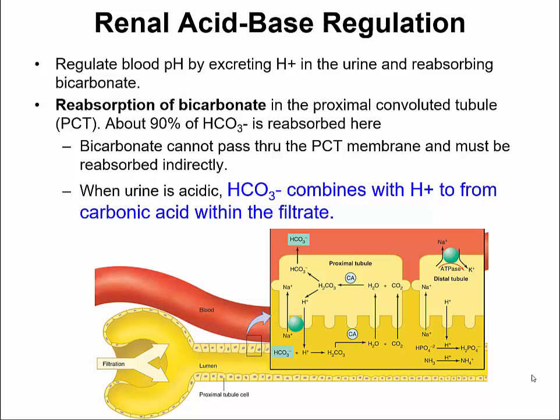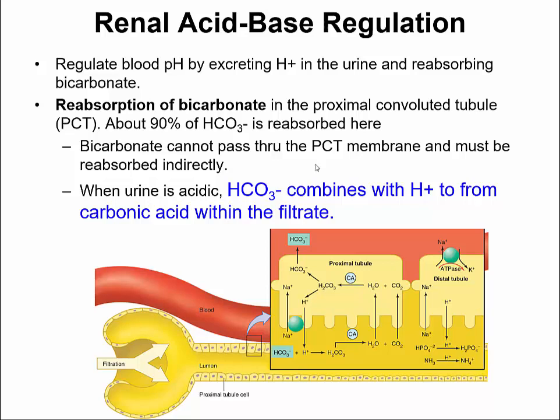So how can they go about reabsorbing more bicarbonate? Well, the bicarbonate reabsorption occurs primarily in the proximal convoluted tubule. About 90% of your bicarbonate is going to be reabsorbed there. Bicarbonate can't pass through the cells of the proximal convoluted tubule's membrane, and so it must be reabsorbed indirectly, not in the form of bicarbonate. So how does this happen?